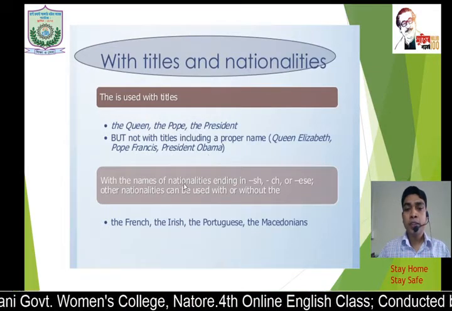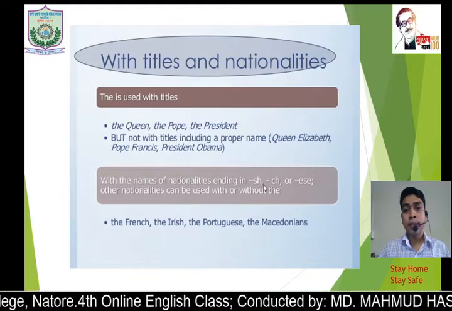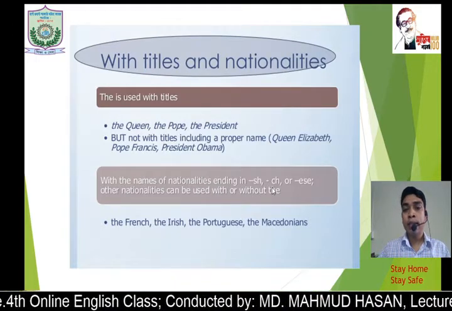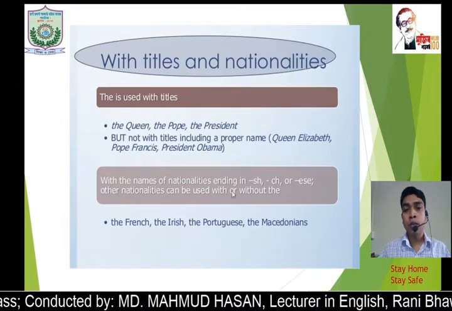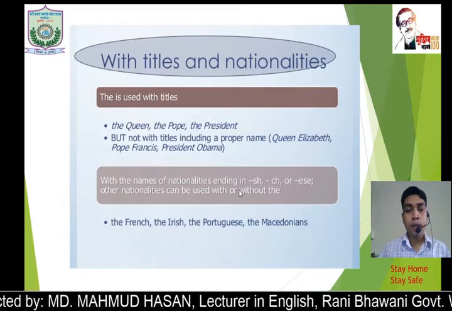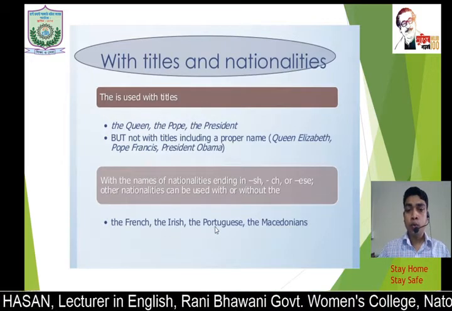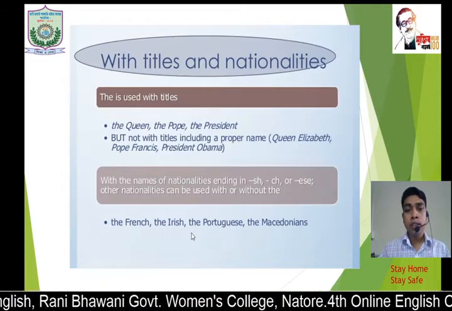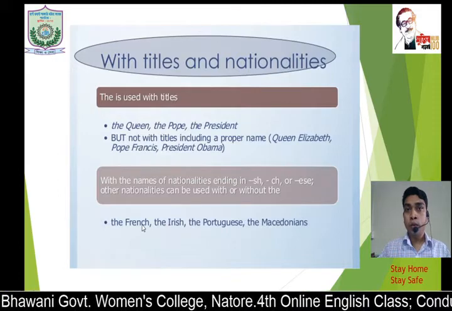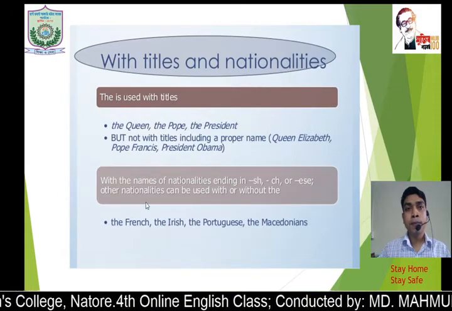With the names of nationalities ending in SH or ESE, other nationalities can be used with or without the. The French, the Irish, the Portuguese, the Macedonians. So, before nationalities, we use the. The Bangladeshi, the Indian.